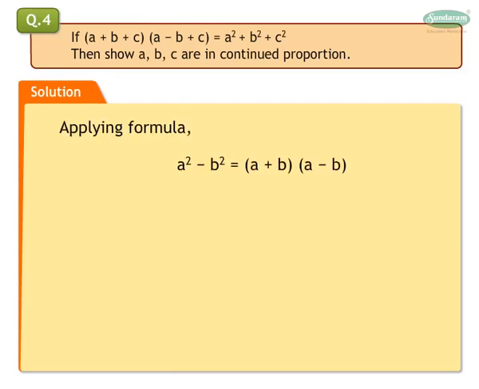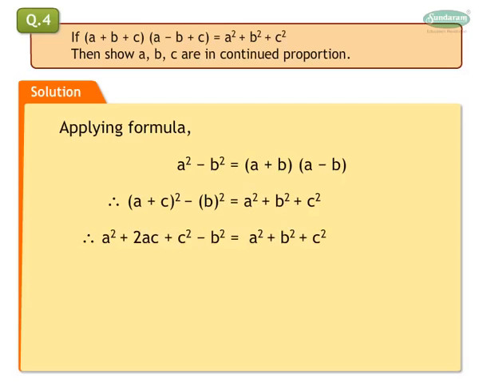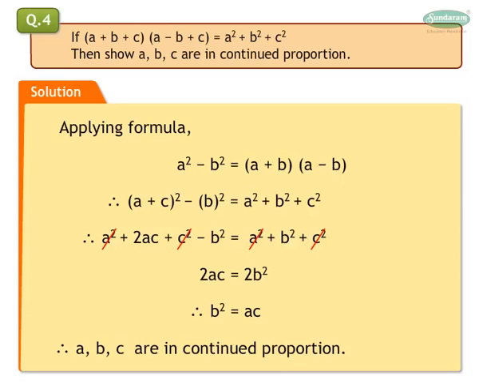Hence, our left-hand side is (a plus c) the whole square minus b square is equal to a square plus b square plus c square. Now let us expand left-hand side. We get a square plus 2ac plus c square minus b square is equal to a square plus b square plus c square. Cancelling like terms from both sides, we get 2ac is equal to 2b square. So, b square is equal to ac, which means a, b, c are in continued proportion.